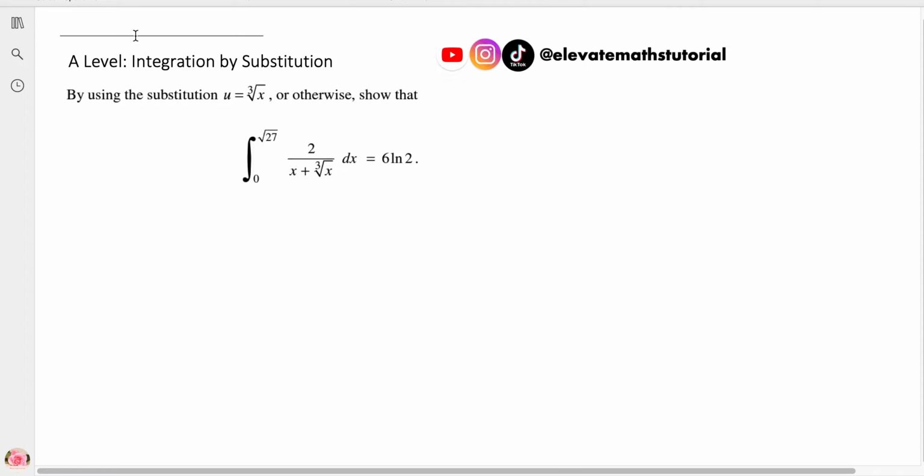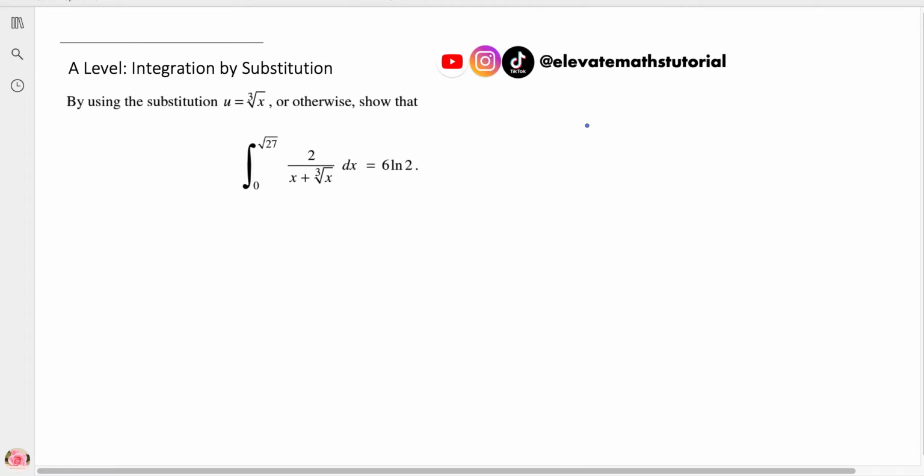So this is a topic from A-level integration by substitution. It's asking, by using the substitution u equals cube root of x, or otherwise, show that the integral of 2 over x plus cube root of x dx is equal to 6 ln 2. It's specifically mentioning to use the method of substitution with u as cube root of x, so it's always better to go with the referred method here, although it says otherwise.